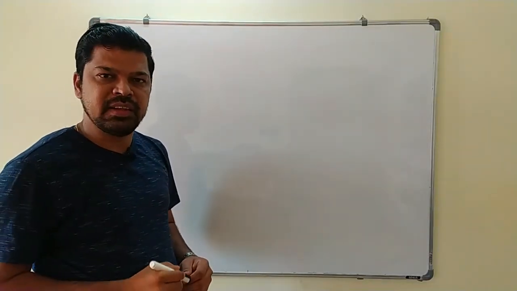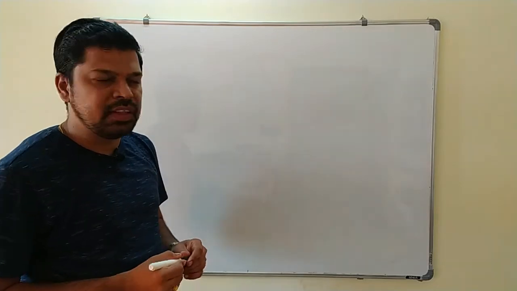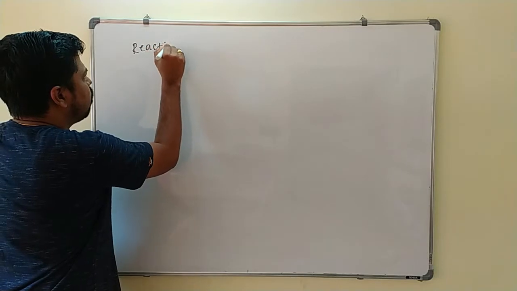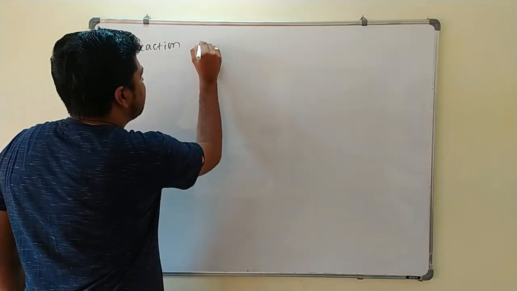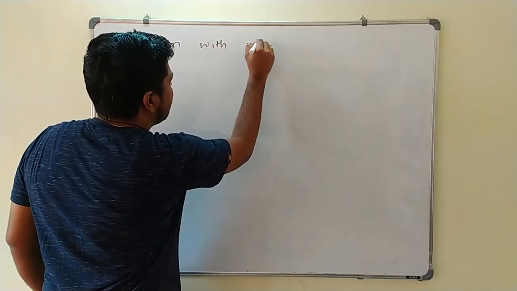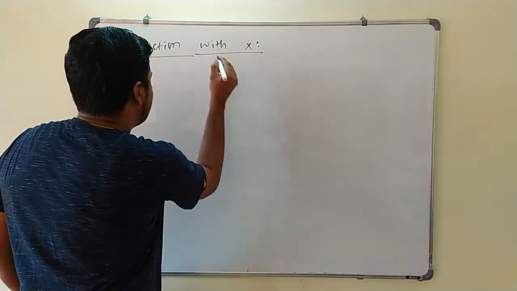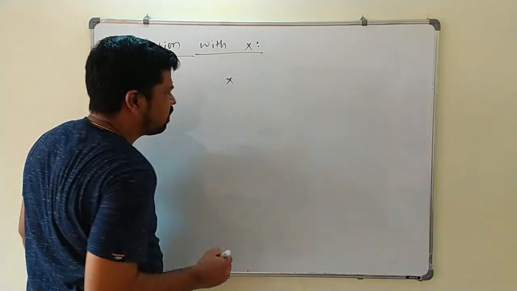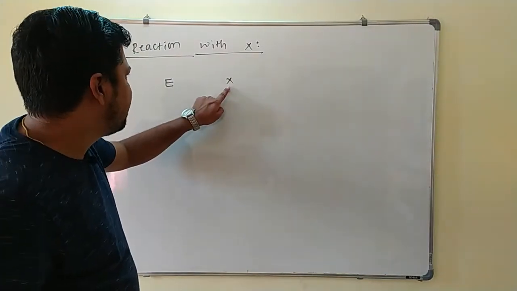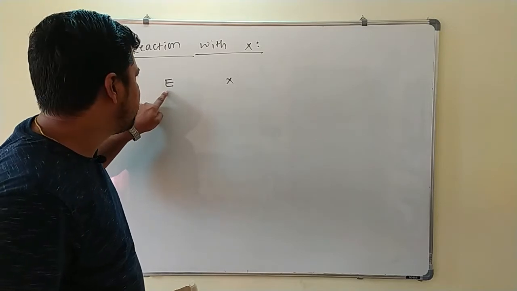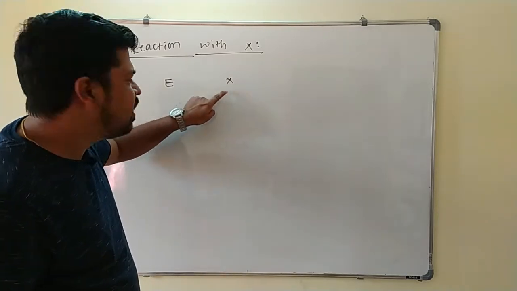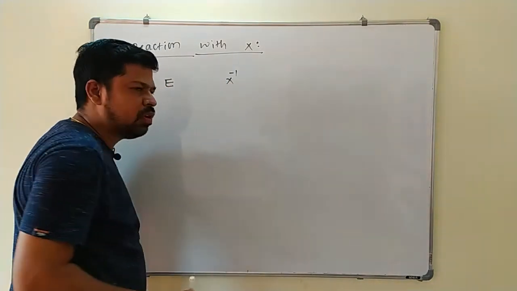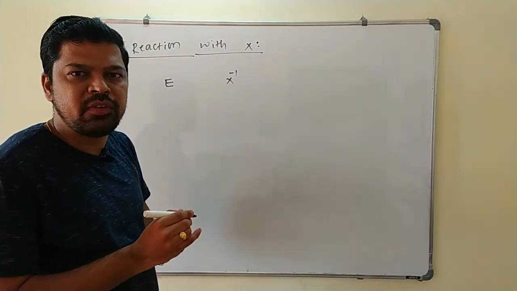Now we will discuss the reaction of group 15 elements with the halogens. Reaction with halogens, X is nothing but halogen. Suppose I take a group 15 element, that is E, and X is the halogen. Halogens are electronegative, and these group 15 elements are electropositive here, because halogens are on the right hand side and these are on the left hand side. So halogens always show -1 oxidation state. The most common oxidation state of halogen is -1.